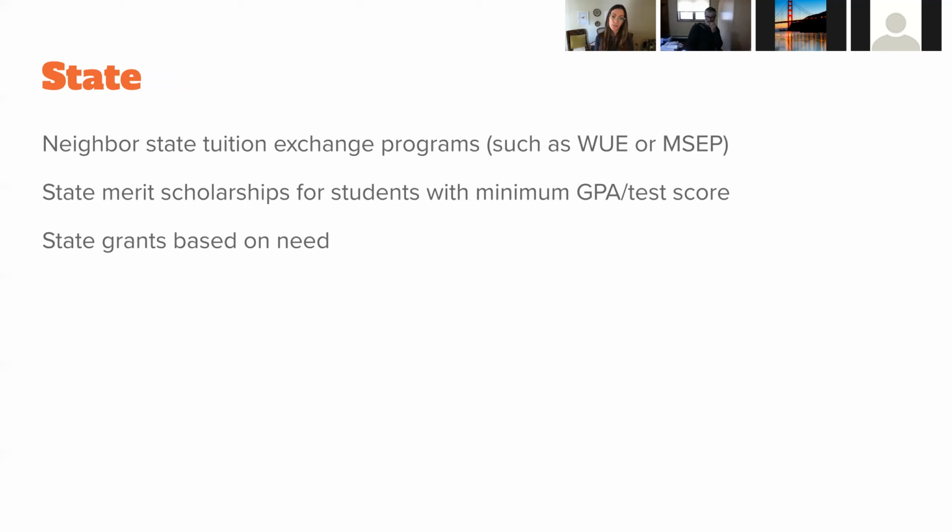State merit scholarships are available as well. In Nevada, of course, you've got the Millennium, and then state-based grants. So in California, we've got the Cal need-based grant, which students can qualify for based on family income. So these are the most common state options, but this bucket of funding is really dwindling. There's not a lot here anymore.